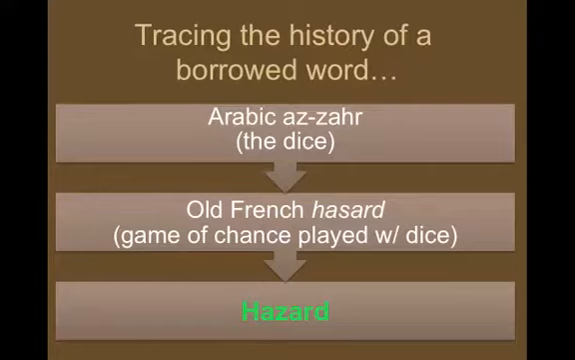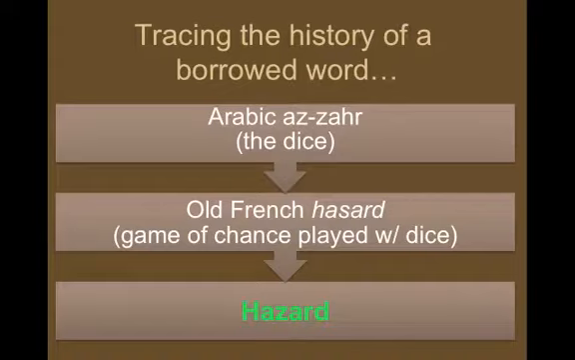If we go way back, there's this Arabic word azar, which means the dice, as in dice you would play a game with. Then Old French borrowed that word to form hazard, which means game of chance played with dice. Then English borrowed that Old French word, and our modern word for hazard kind of evokes the fact that playing a game of chance is risky, right? And maybe dangerous, especially if we're gambling with money. But now hazard means, kind of in more general terms, something that is dangerous.